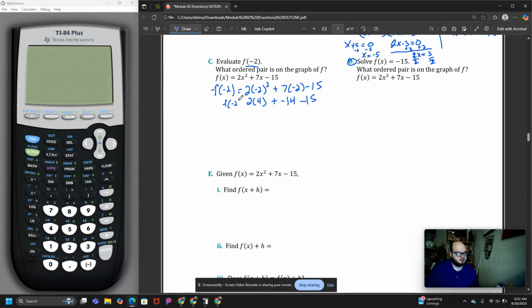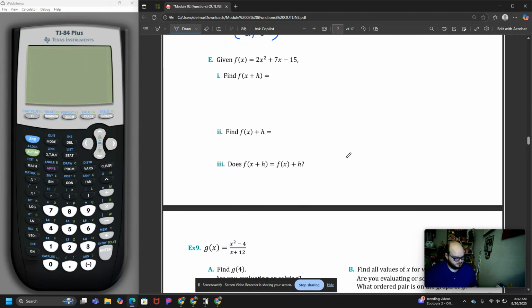Okay. 2 times 4 is 8. Negative 14 and negative 15 together, those make what? Negative 29, right? 8 minus 29, that's negative 21. And then it says what ordered pair? Well, the x was what? Negative 2, and the y is negative 21. Okay.